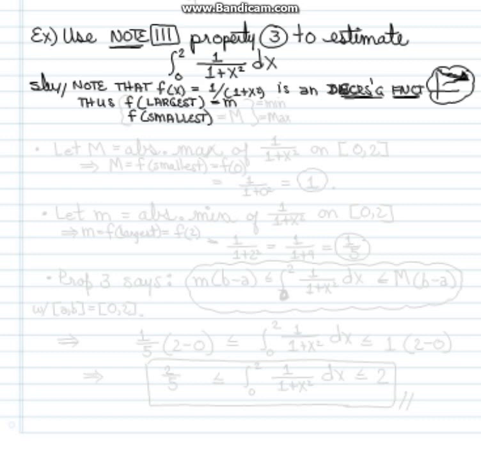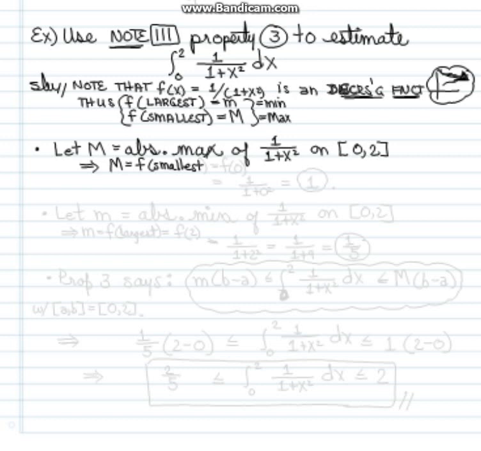Thus, the function evaluated at the largest x value will equal little m, the minimum y value. And then the function evaluated at the smallest x value will give you capital M, the maximum y value. So let capital M equal your absolute maximum value, the highest point on the graph, of 1 over 1 plus x squared on the interval from 0 to 2. That implies that capital M is equal to the function evaluated at the smallest x value, since it's a decreasing function. In other words, it's f of 0.